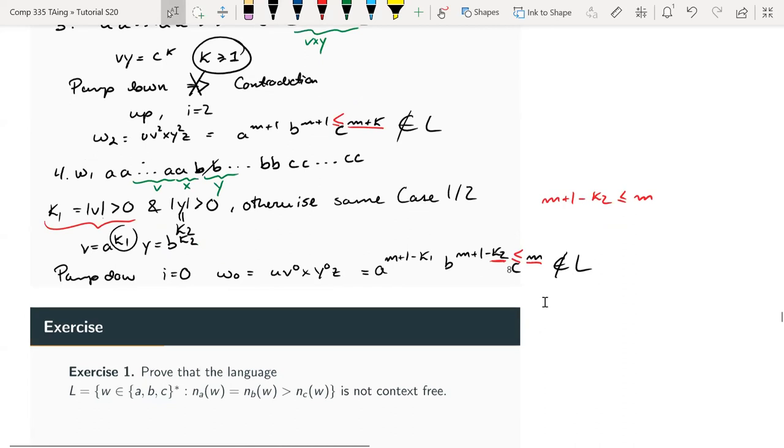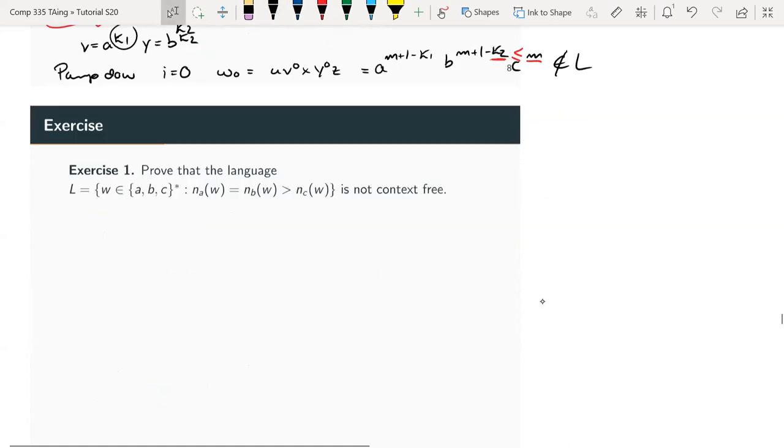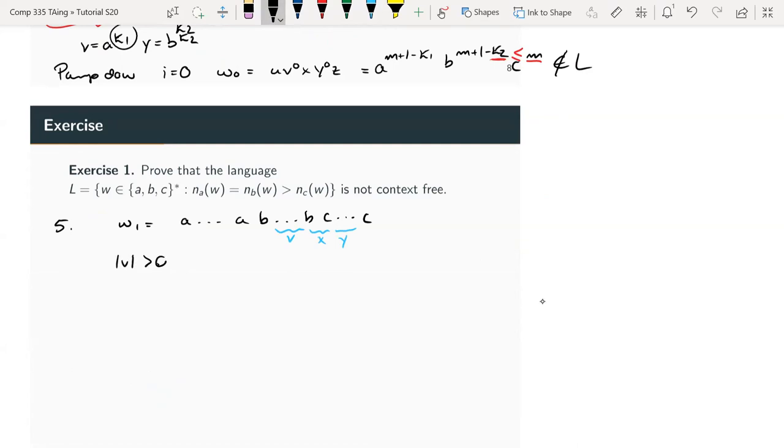The other case now is the same argument, except that now the V is going to be in the B's, and the Y is going to be in the C's. Other than that, it's quite similar. So what is this, case five? You have W1 as A's, B's, and C's. The V contains B's, the Y contains C's, and in the middle you have the X. Again, I'm going to assume that the length of V is greater than zero and the length of Y is greater than zero.